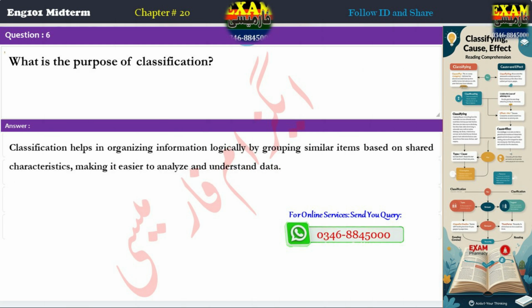Question 6. What is the purpose of classification? Answer. Classification helps in organizing information logically by grouping similar items based on shared characteristics, making it easier to analyze and understand data.